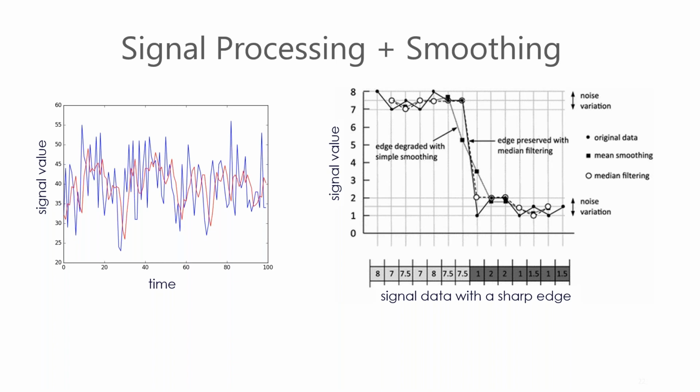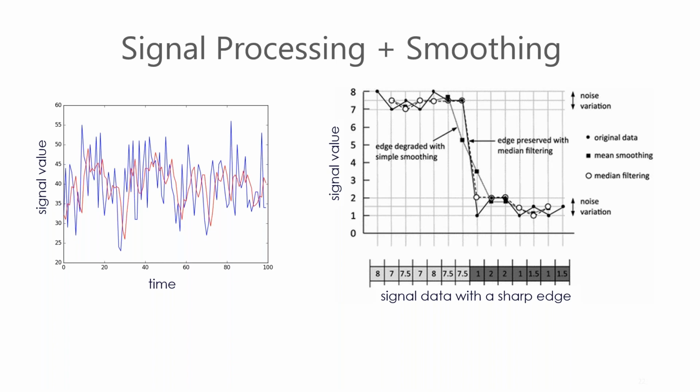In general, the moving or rolling median filter is better at removing noise while preserving edges for a given window size than a moving average. So if you look at this diagram, the moving median filter actually coincides with the edge in terms of time. Whereas if you look at the signal where it says edge degraded with simple smoothing, you'll see that the slope has flattened out. And this is really common when using a moving average filter.